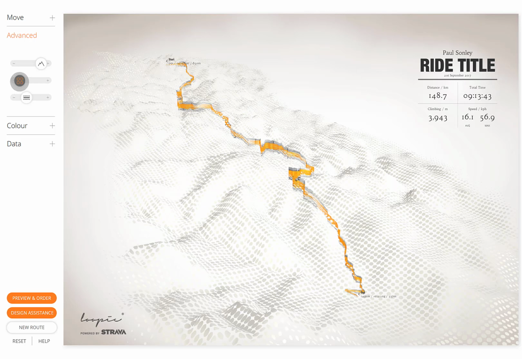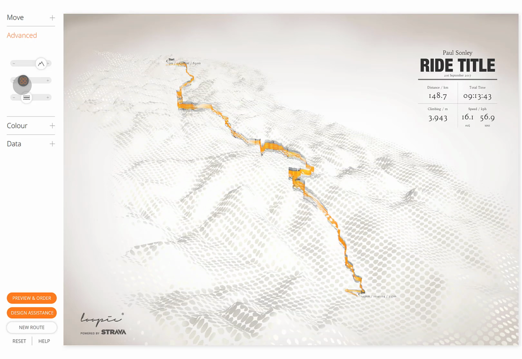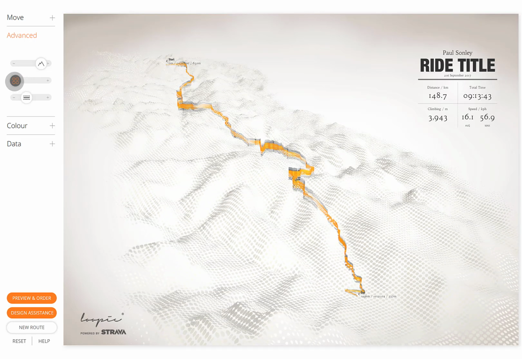The second slider decreases or increases the dot height. In some cases it's better to have the dots bigger, but in this case, to make more of the terrain, let's make them as small as they can go.